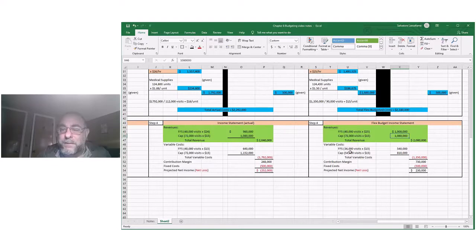Variable costs, we're going to keep the visits the same. So we got 40 and 72. So 600,000 and 1,080,000. And now with the flex budget, we're off by $100,000. So we still want to figure out where we're off by.